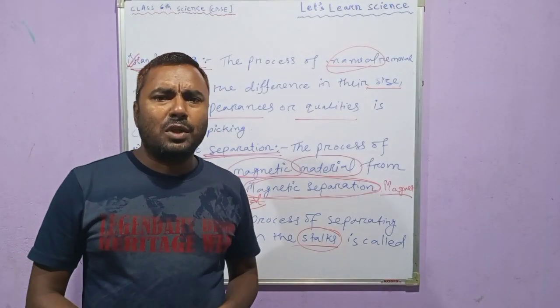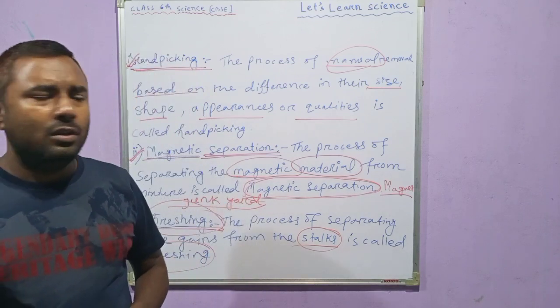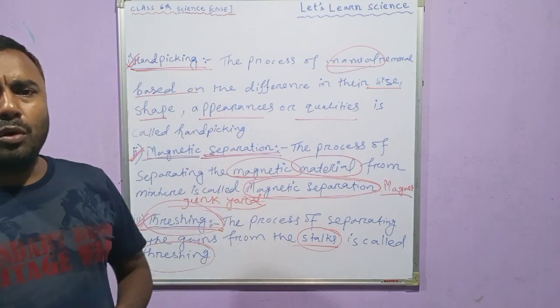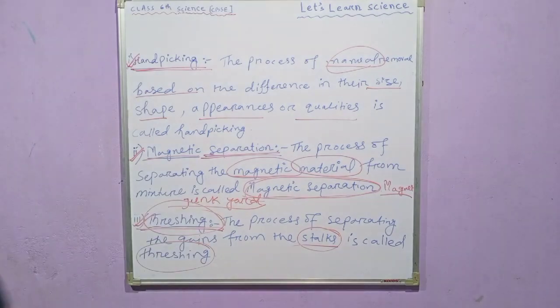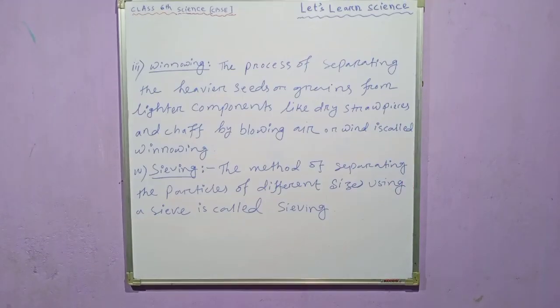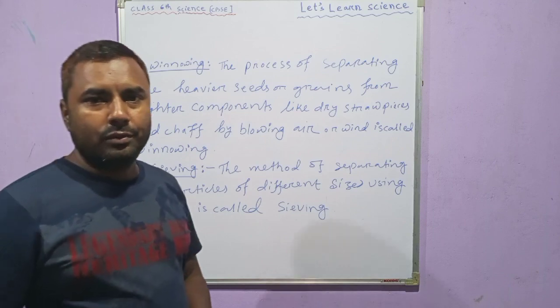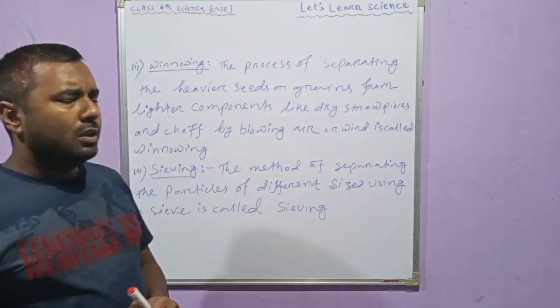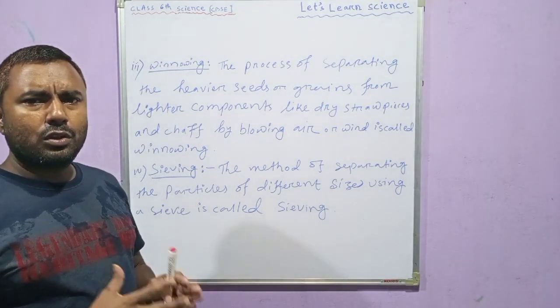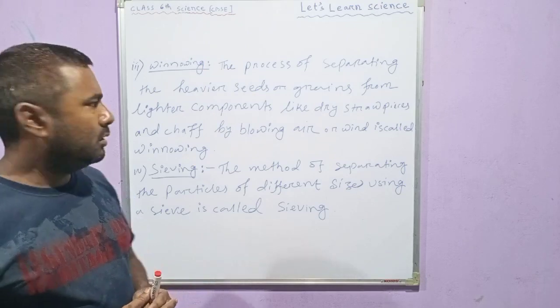Now let's see some other methods of separation of components of a mixture. Now let's see winnowing. Winnowing is also a method of separation of components from a mixture.